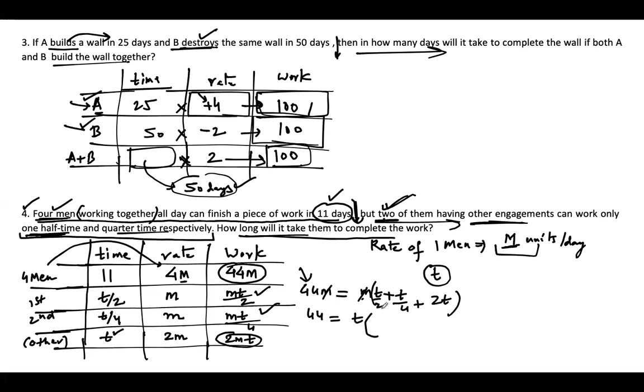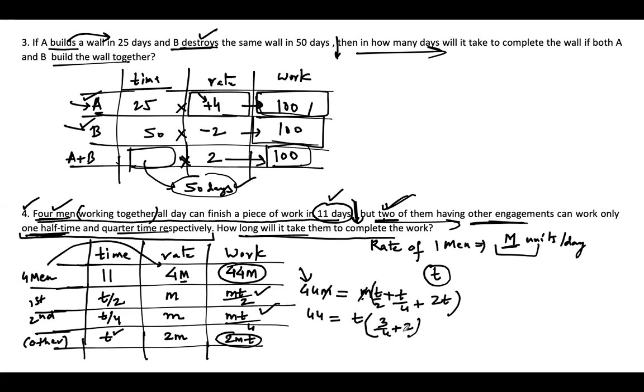It will be T/2. No. Half plus 1/4. 50% plus 25% is 75%. Plus 2, which is 200%. So 275%. Okay, if you do not understand, 1/2 plus 1/4 is 3/4 plus 2.